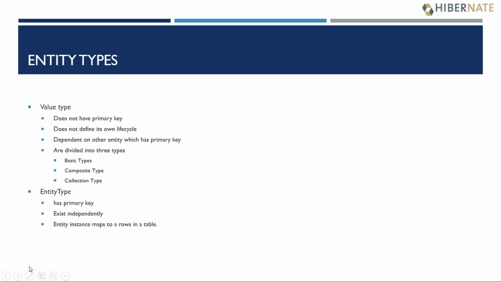They depend on the other entity which has the primary key, and they are divided into three types: basic, composite, and then the collection type. Whereas the entity type has got the primary key which we have created yesterday. They can exist independently, and entity instance maps to the rows and the tables.